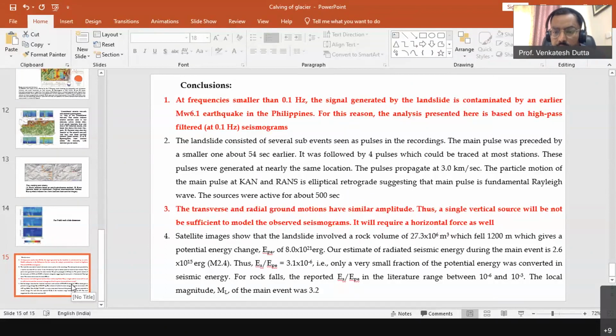Yes, so one question we have. The question is, are the hydropower projects a boon or bane for the environment?